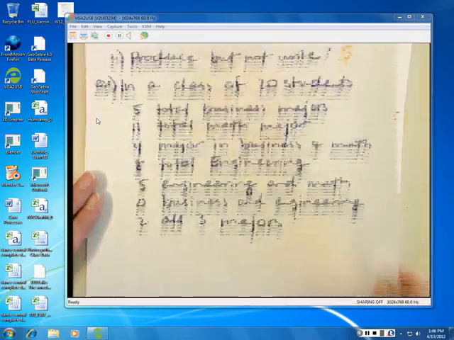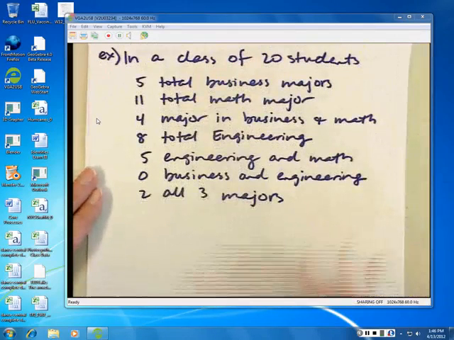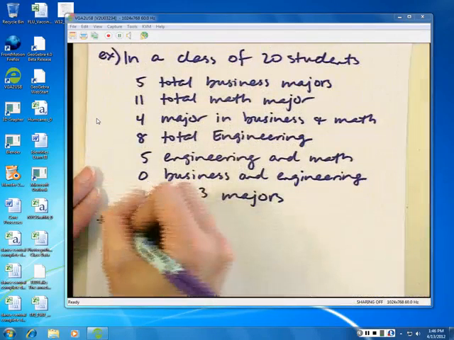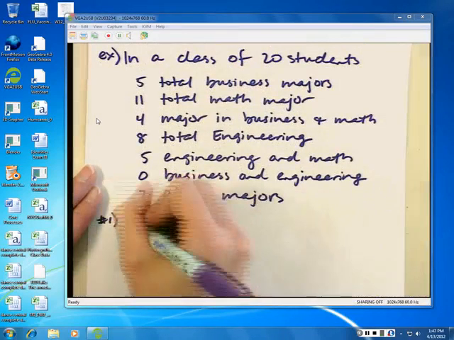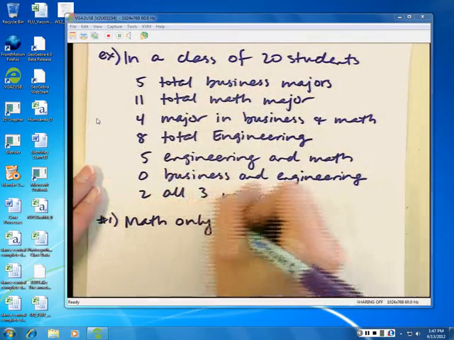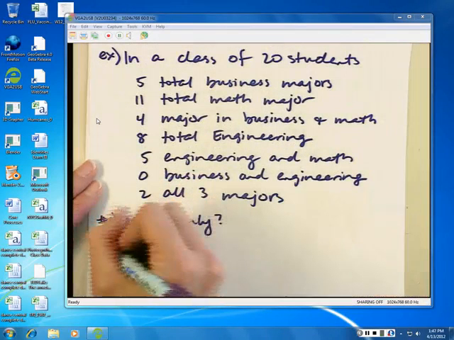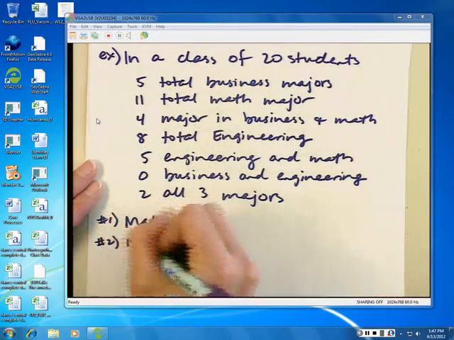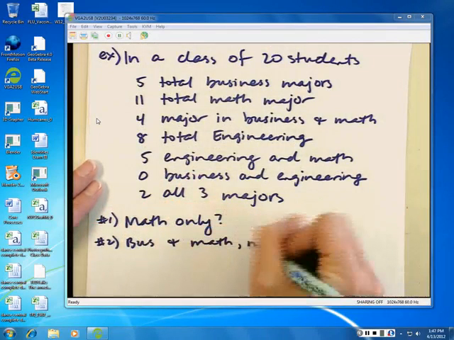So that's a lot of information. Let me start off with the questions. So question number 1. We want to be able to answer this. How many are majoring in math only? We also want to know how many are majoring in business and math, but not engineering. So number 2. Business and math, but not engineering.